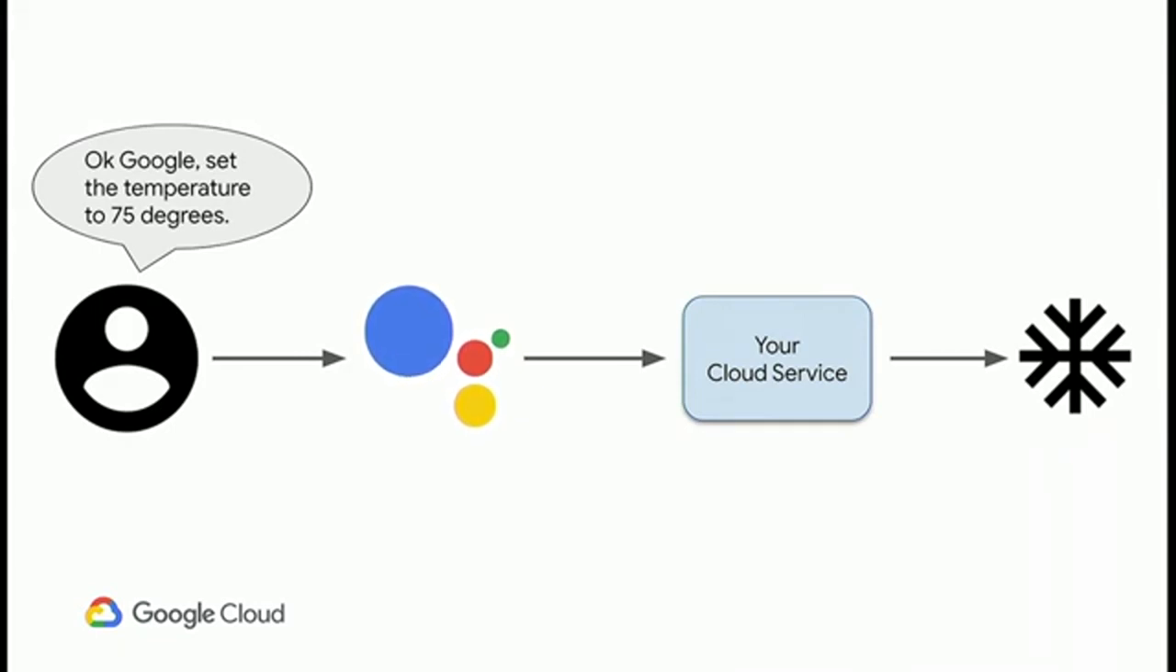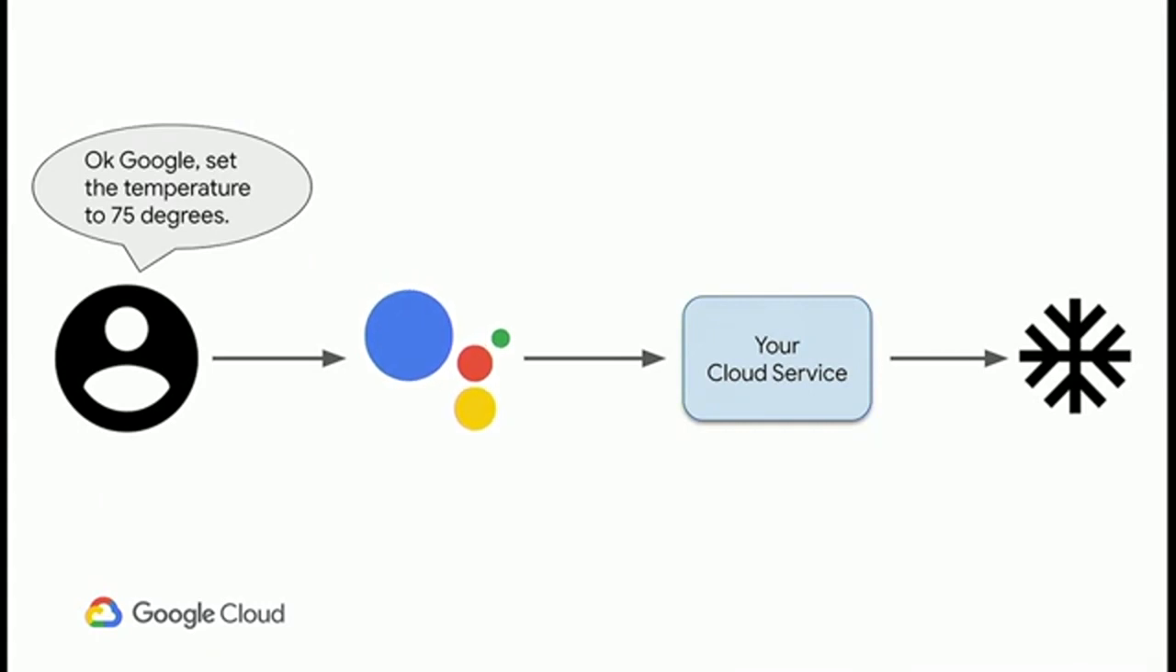Which means, as a device manufacturer, you have to provide your own cloud service for users to register and manage their devices, and then the Smart Home Actions platform can integrate with that cloud service using a series of webhooks to control and access those devices. We'll talk more about that in a little bit.